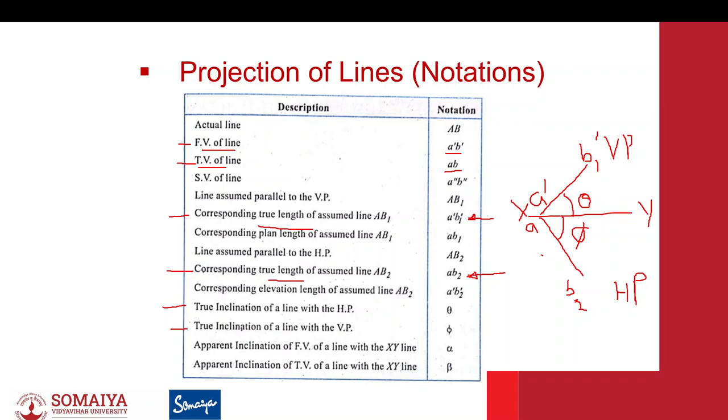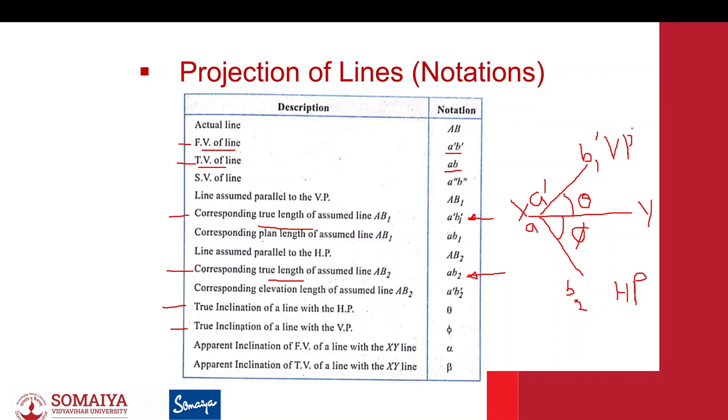Yes. So whenever we mention the angle with respect to HP, we always mean that the line has to be drawn with respect to XY and located above the XY, correct? And based on the quadrant, that will also be determined. I am taking the first quadrant as an example. Now for the second case, the true inclination of a line with respect to VP: if the line is needed to be drawn inclined to VP, it is needed to be drawn below the XY, because that will be the phi, correct?